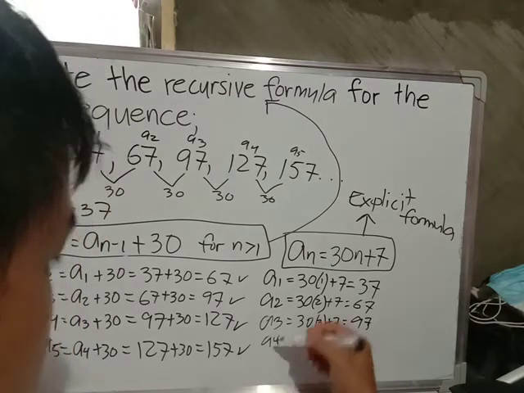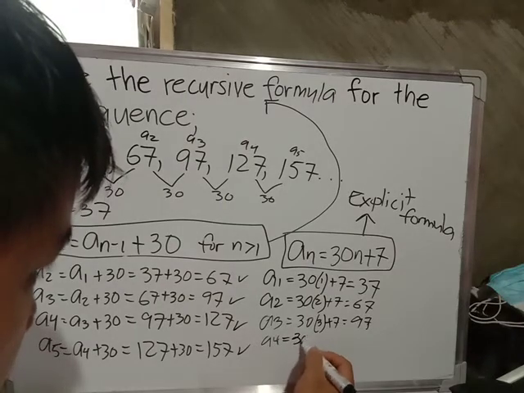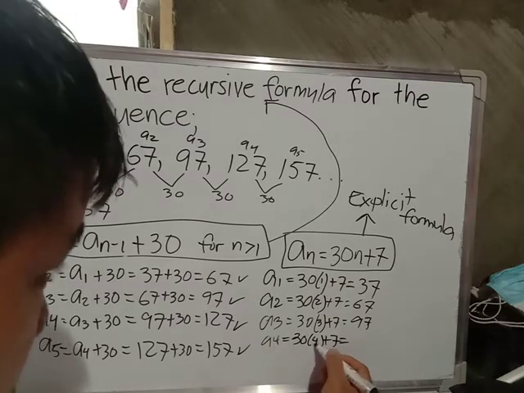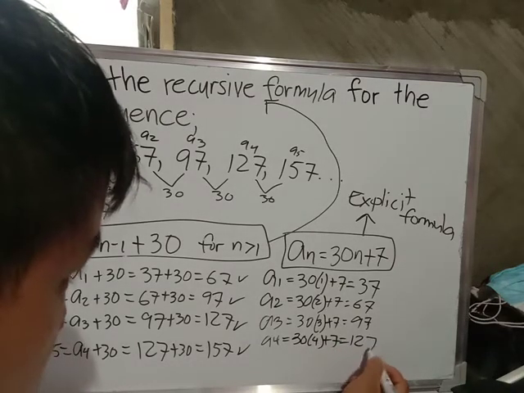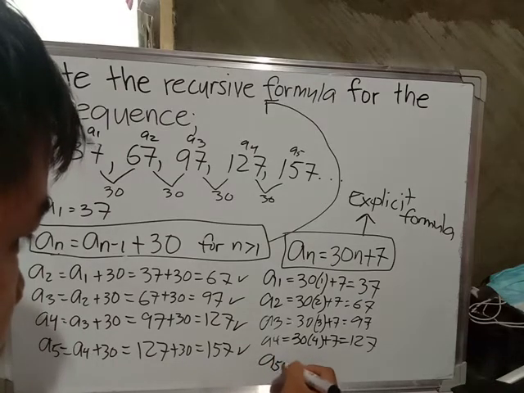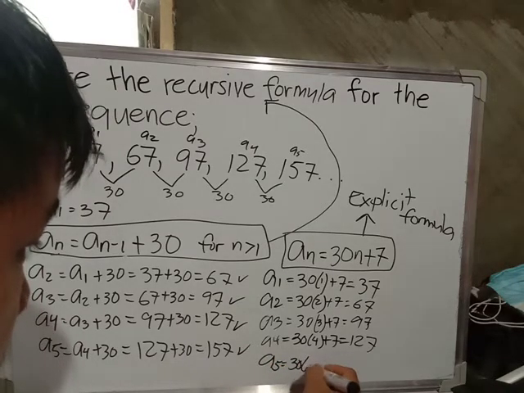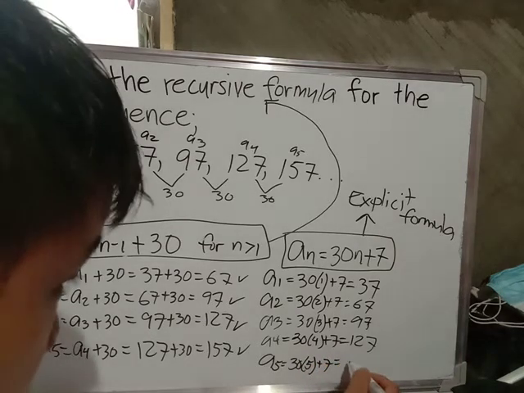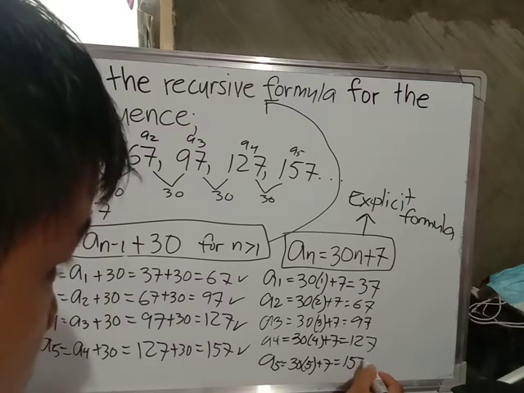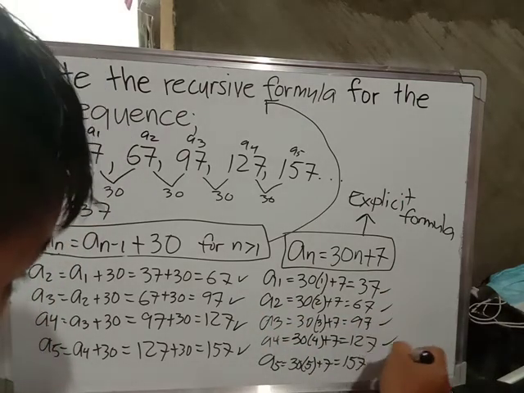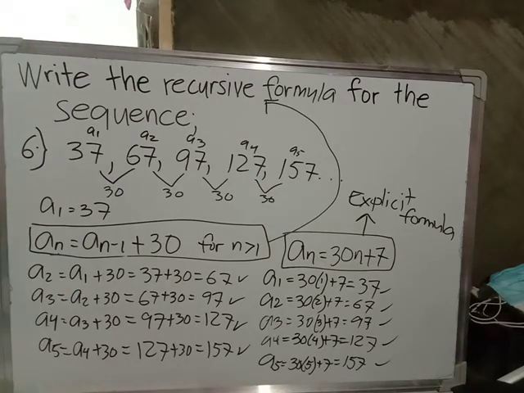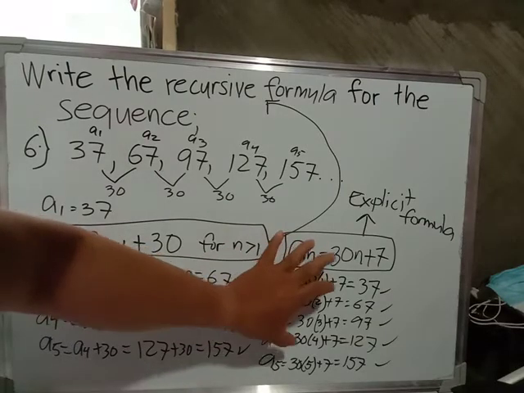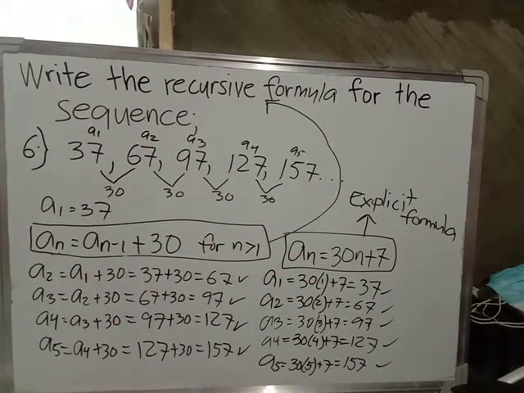Then E4 is equal to 30 times 4 plus 7, which is 120 plus 7 is equal to 127. Then E5 is equal to 30 times 5 plus 7, which is 150 plus 7 is 157. So the same pa rin yung result. Kaya ang nakaganda lang sa explicit formula kasi wala siyang condition. Magagamit mo siya even kay E1. So, ganun lang kadali.